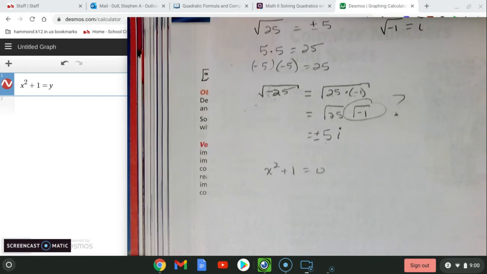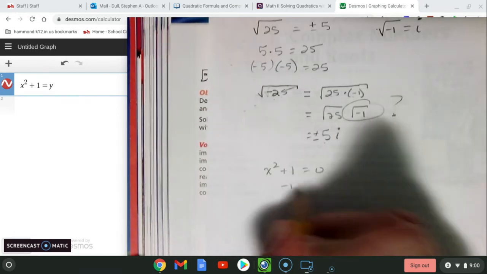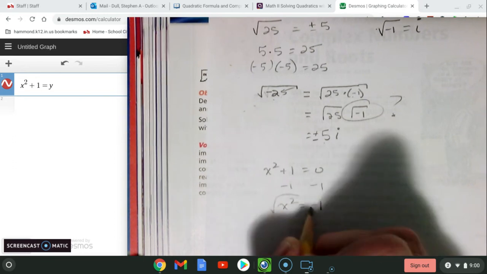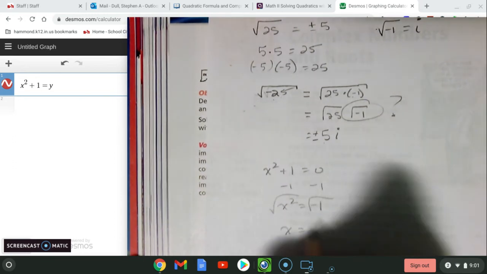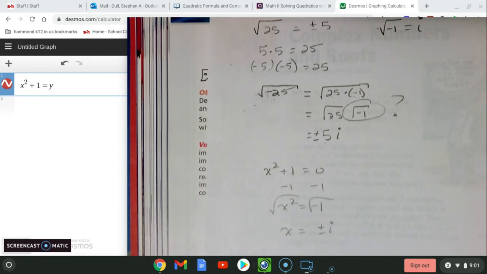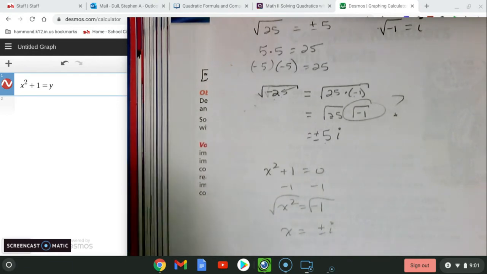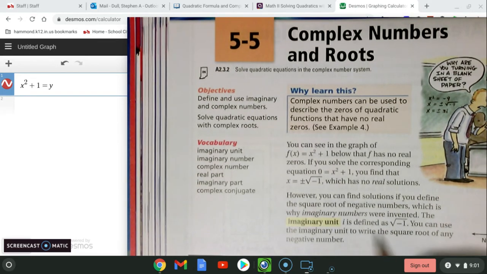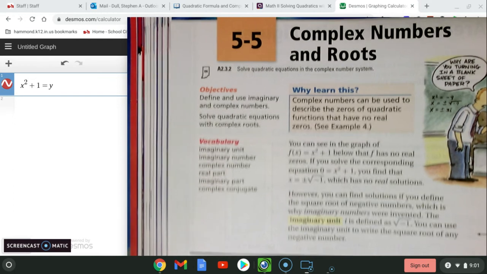If I'm trying to solve x squared plus 1 equals 0, minus 1 minus 1, now I have x squared equals negative 1. Let's take the square root of both sides, and x equals plus or minus i. So I can see just in a very basic form that I can now use this idea of the imaginary unit to help us solve quadratics that previously we said had no real solutions. So the imaginary unit i is defined as the square root of negative 1.